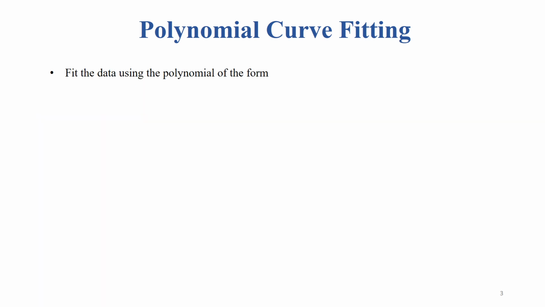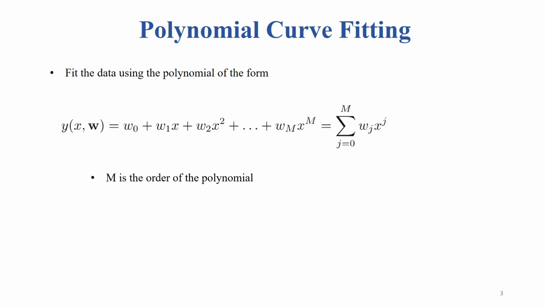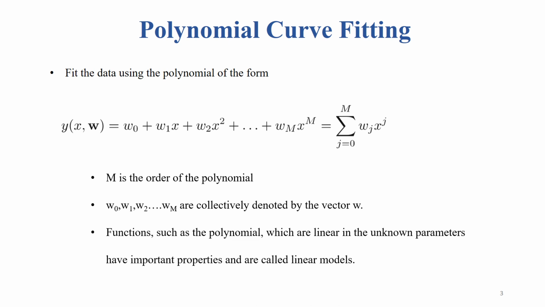Now fit the data using the polynomial of the form y of x comma w is equal to w0 plus w1x plus w2x square, and it goes on. So summation of wj x power j, where j ranges from 0 to M. M represents the order of the polynomial, and w0, w1, w2, up to wM are collectively denoted by the vector w. Functions such as a polynomial, which are linear in the unknown parameters, have important properties and are called linear models.